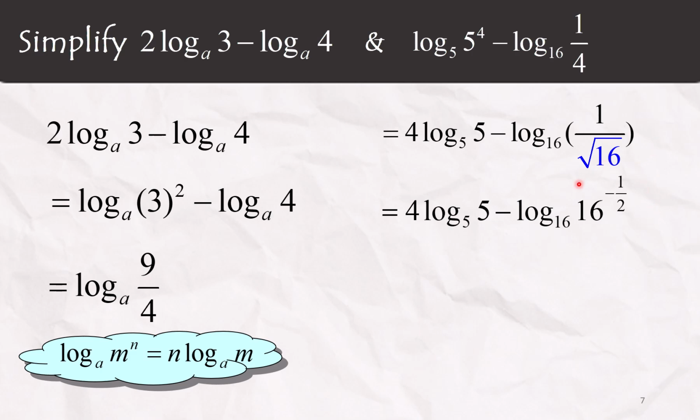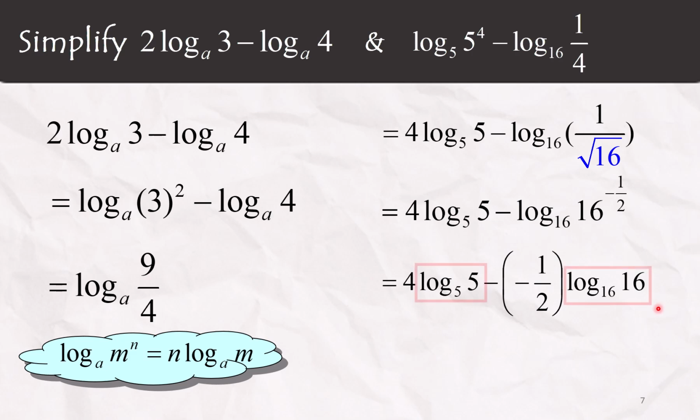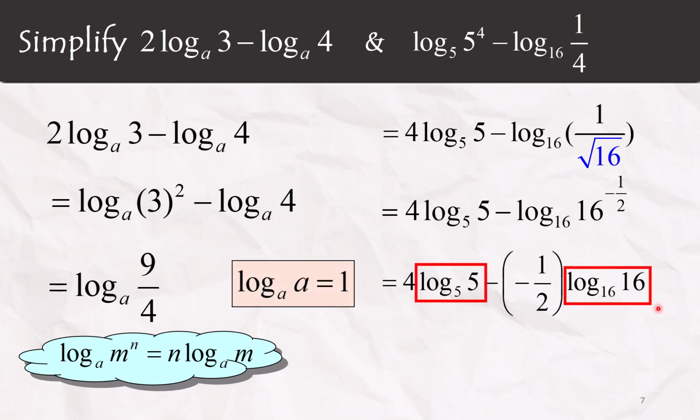Again, I see that I'm able to apply the power law again. So I bring down the negative half, and this will give me this. Now, can you see log base 5 of 5 and log base 16 of 16? Do you know what we will get here? These two are based on another special logarithm: base to the power of 1 is equal to a, the same number. Therefore, since the two numbers are the same, I know that these two will each give me 1. So to simplify, I get the answer, which is 4.5.